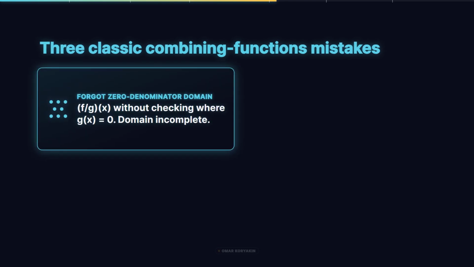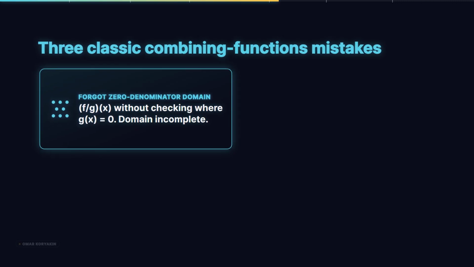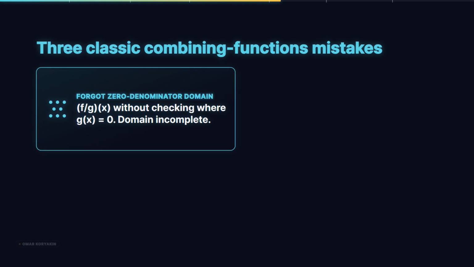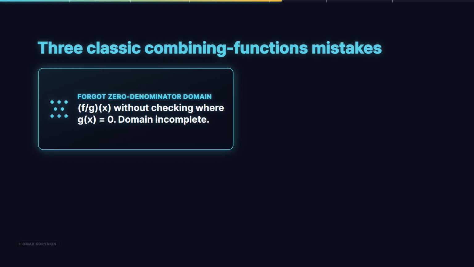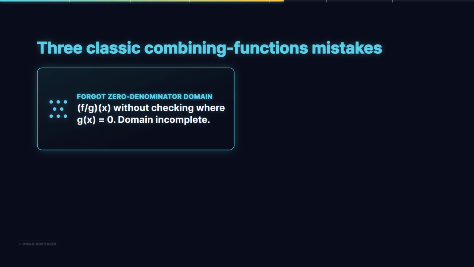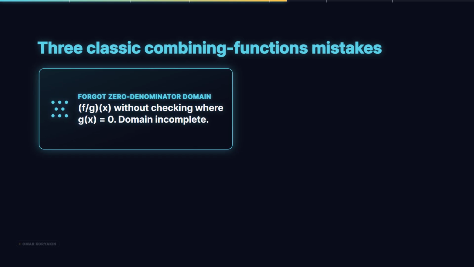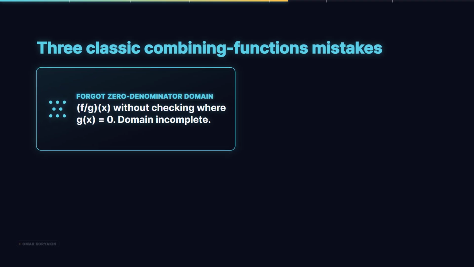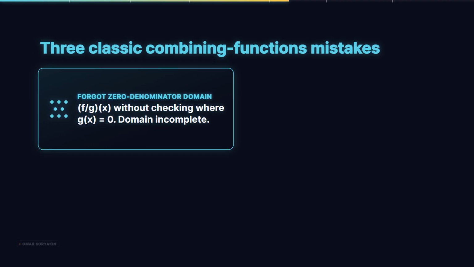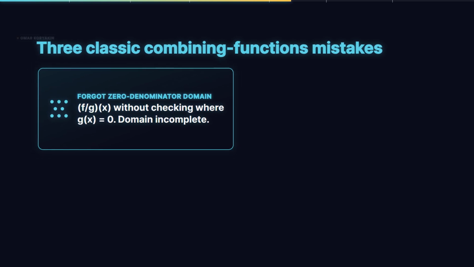First mistake: skipping the zero denominator restriction when computing the domain of f over g. A student writes the symbolic rule for f over g and stops there, treating the domain as the intersection of the two individual domains without identifying the zeros of g. The fix is to always solve g of x equals 0 explicitly when working with division, and to remove those values from the intersection. The zero denominator restriction is a separate step from the intersection step and applies only to division.